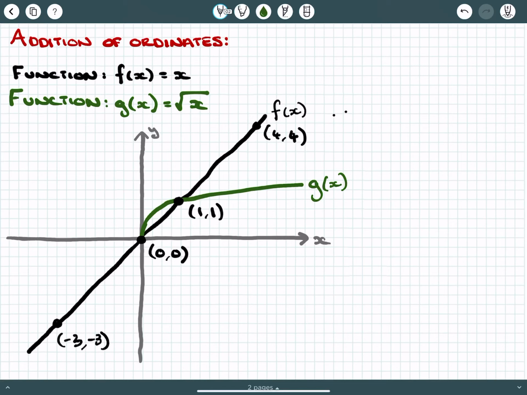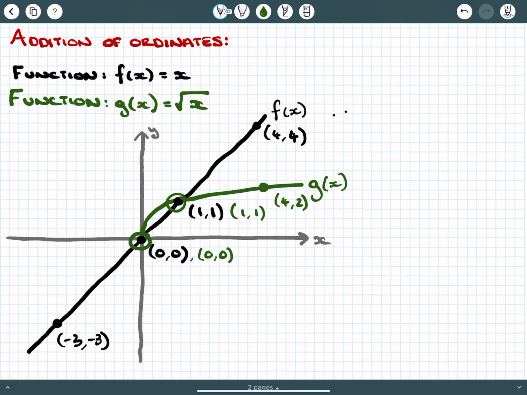Now I want to be able to identify some coordinates that are happening within g(x). So I have a coordinate here, (0, 0). I have a coordinate here, (1, 1). And I have a coordinate on g(x), which is going to be (4, 2).